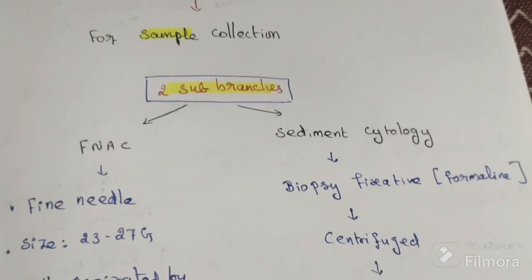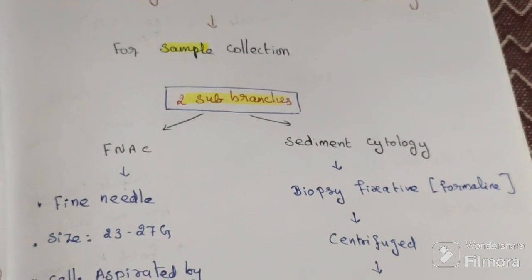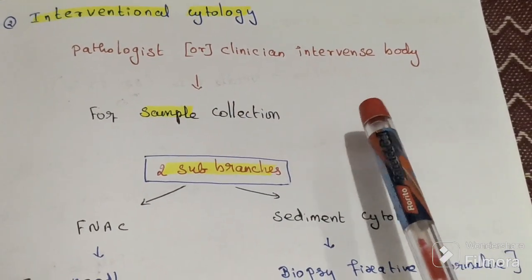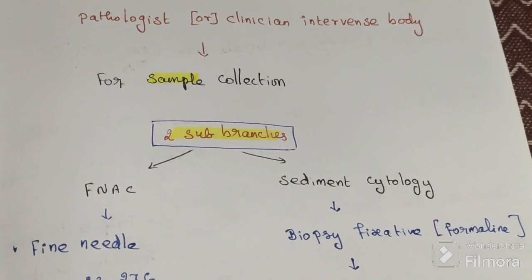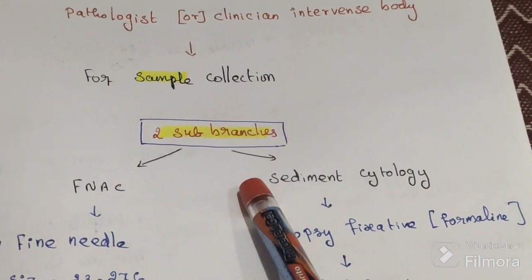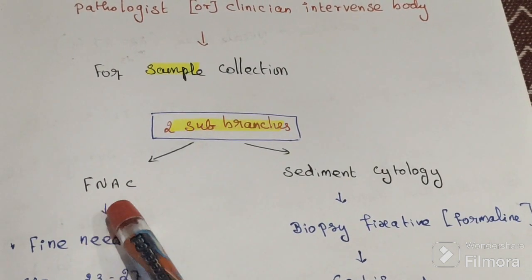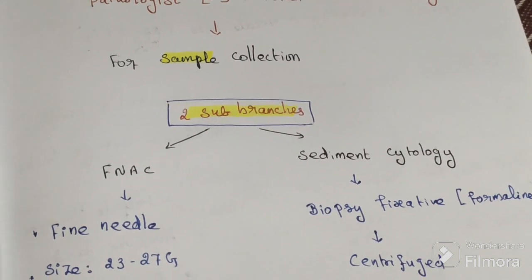So pathologists or clinicians intervene in the body for sample collection. It also has two sub branches: one is fine needle aspiration cytology, and the second one is sediment cytology.